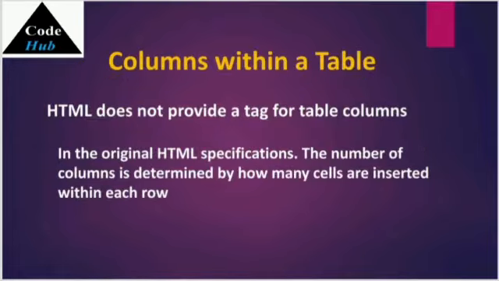This was about row. Now we need to know about column. HTML does not provide a tag for table column. In original HTML, the number of columns is determined by how many cells are inserted within each row. For example, if you have 4 TD tags in each table row, that table has 4 columns. So it means you have equal numbers of rows and columns.